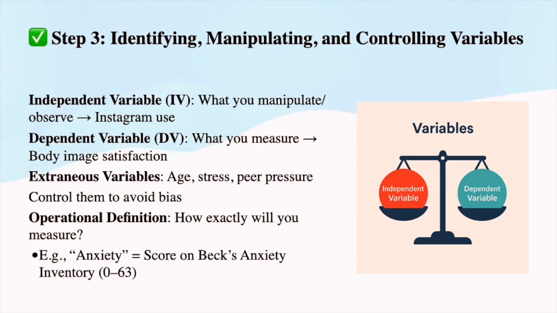Also, don't forget to give an operational definition, which is just a fancy way of saying how exactly I measure something. So instead of just anxiety, you say anxiety measured by a questionnaire with scores from 0 to 63. This helps other researchers understand exactly what you did.